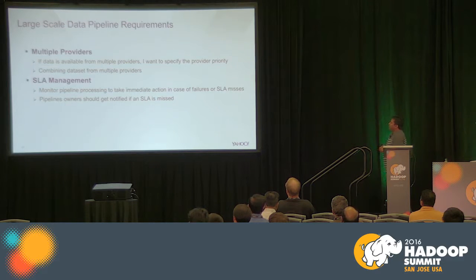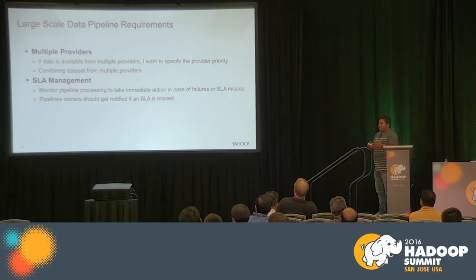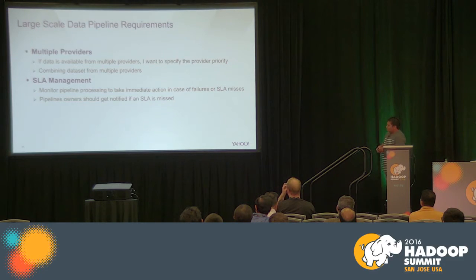And for multiple providers, I can have multiple providers. I should be able to assign priority among the providers. Sometimes some provider is missing some data and it's available in another provider. I should be able to combine them together. For SLA, I should be able to assign my SLA attributes, and the system should be able to notify me if there is an SLA miss.